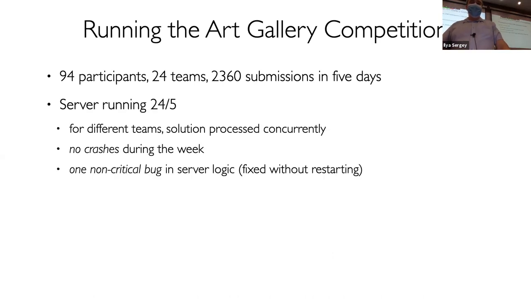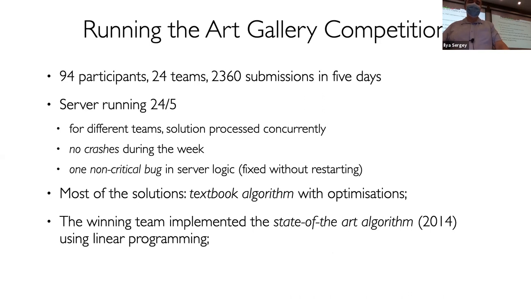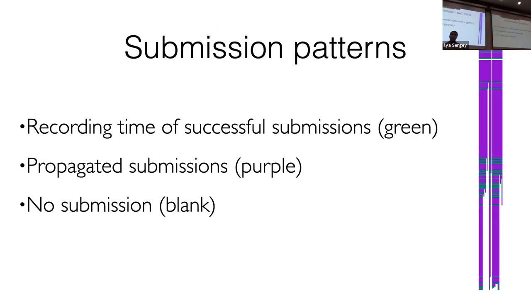And let's see what the surprises were. That first year, there were not that many students taking part. There were only 94 participants, 24 teams. I had my own server, and most of the solutions just applied some textbook algorithm with optimization. The nice thing about the textbook algorithm for solving the art gallery problem is that it's very robust and gives you non-optimal but very easy to obtain solutions. But if you want something more advanced, something close to the optimum, then knock yourself out. Machine learning, genetic optimization. Whoever knew something of that tried to apply it.